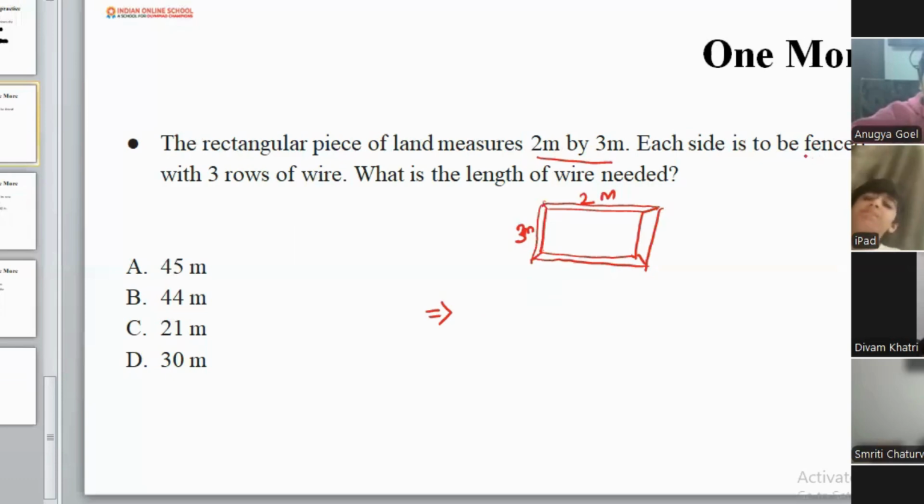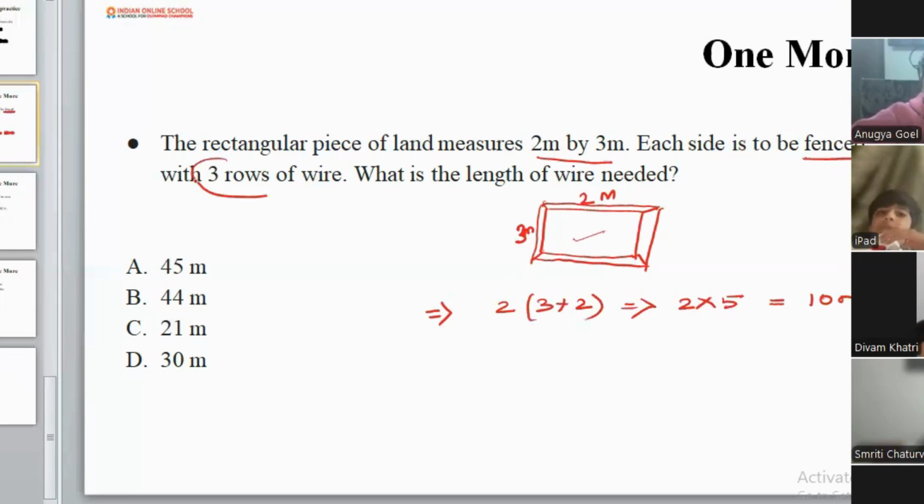Very good, Anugya. Whenever the word fence is there, we are supposed to find the perimeter. So first we will figure out the perimeter of this figure. That is 2 times 3 plus 2, because the perimeter of a rectangle is 2 times length plus breadth. So 2 times 5 is 10 meters. Now we are using 3 rows of wire, so we multiply 10 by 3 to find the total length of wire, which is 30 meters. So our answer has to be 30 meters.